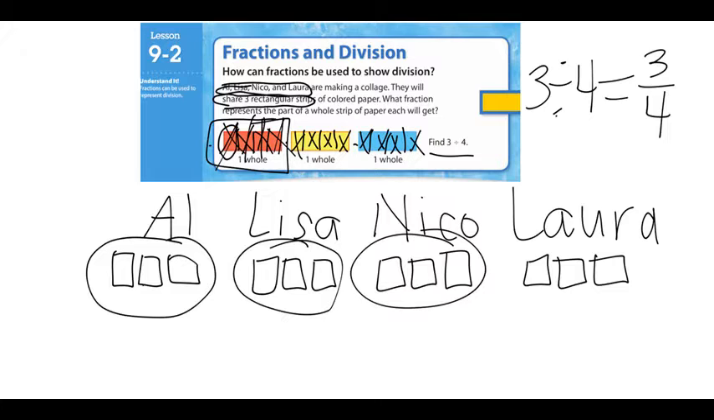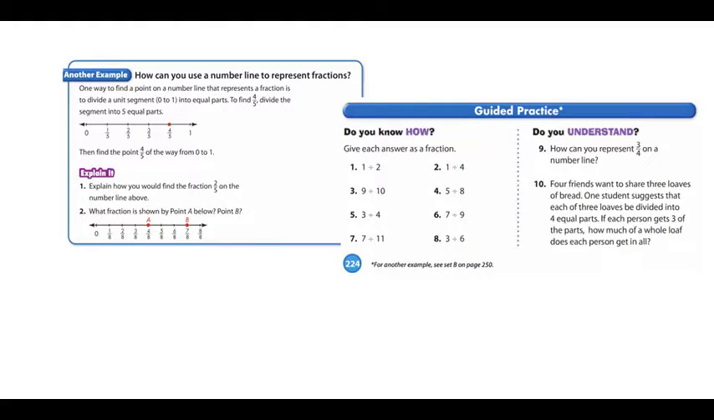All right, so go ahead and look at the second part of your book where it says another example looking at the number lines. You don't have to draw this out, but it says, how can you use a number line to represent fractions? A fraction is between 0 and 1. So we always draw a number line between 0 and 1 because we're not talking about fractions greater than 1 at this point.